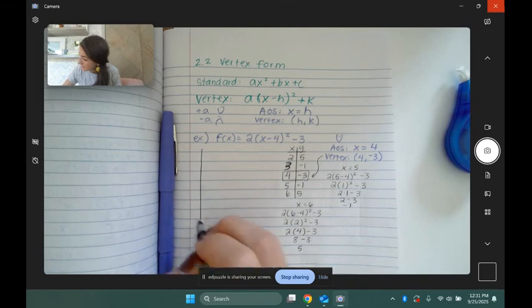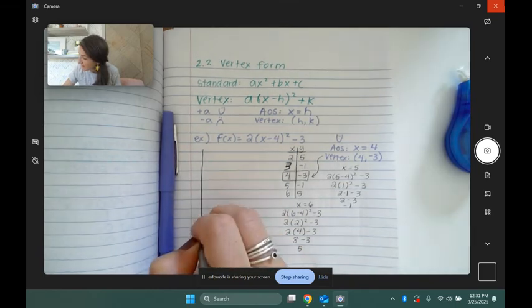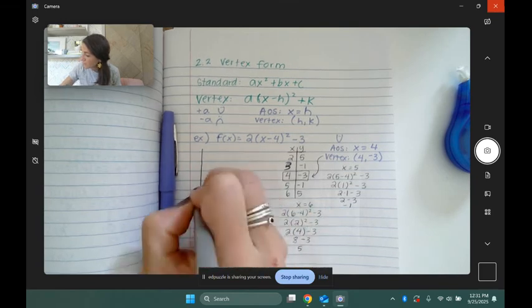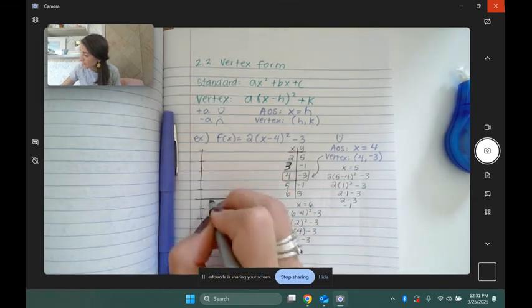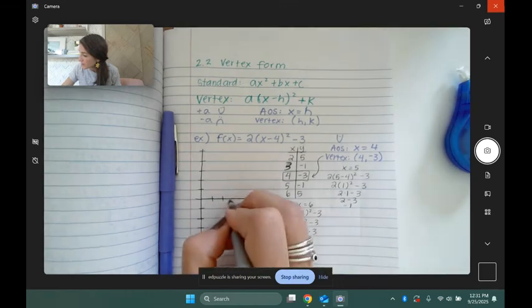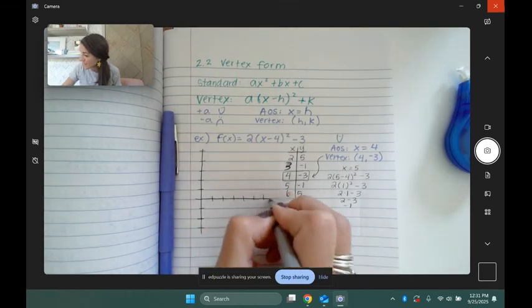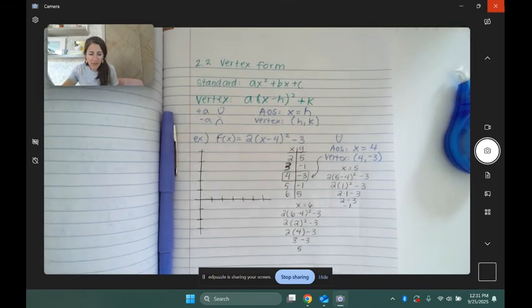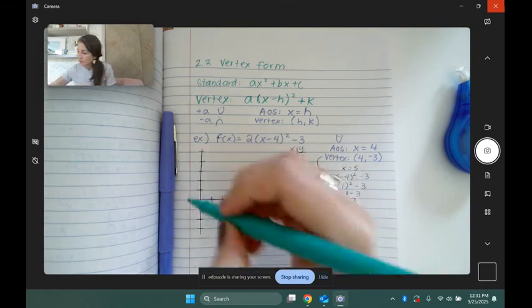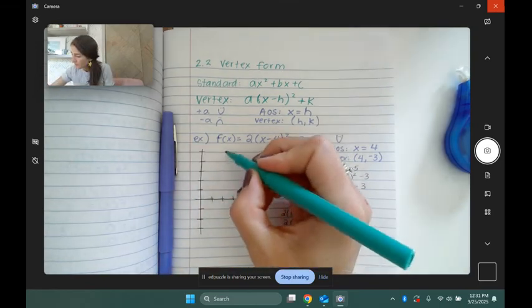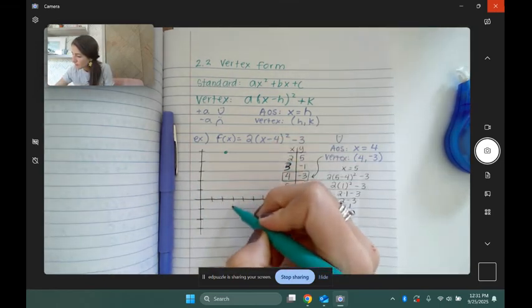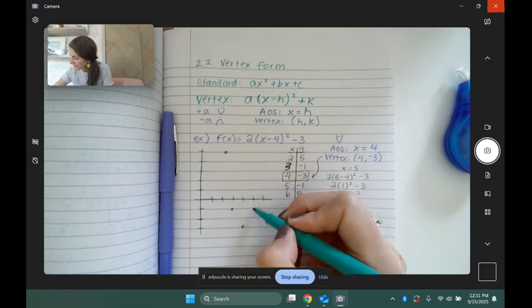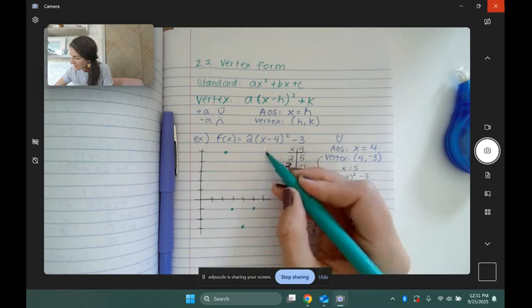Okay. I need to go as low as negative 3, as high as 5. 1, 2, 3. 1, 2, 3, 4, 5. Out. 1, 2, 3, 4, 5, 6. There we go. Okay, let's plot all of our points. So I've got the points (2, 5), (3, negative 1), (4, negative 3), (5, negative 1), and (6, 5).